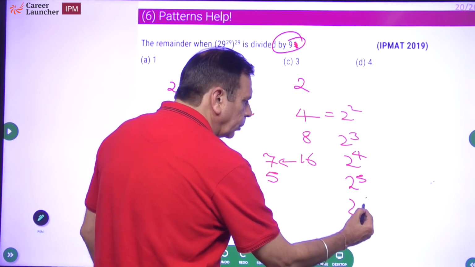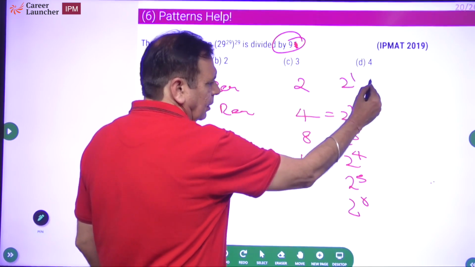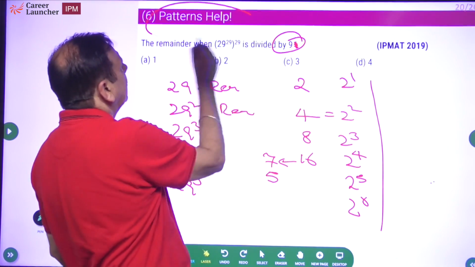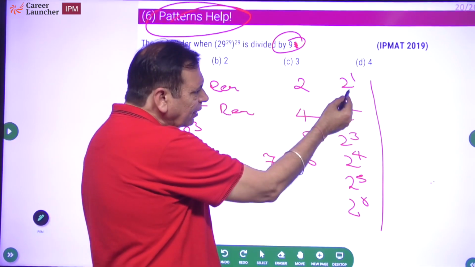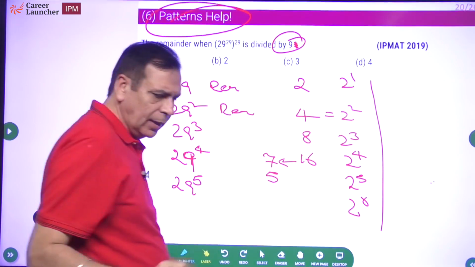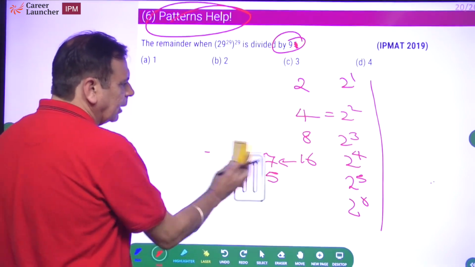अगला क्या आएगा? 2 to power 6. पैटर्न तो दिख गया ना? Important thing is to identify a pattern. The pattern is visible: 1, 2, 3, 4, 5, 6. Okay? So what is the pattern of the remainder?